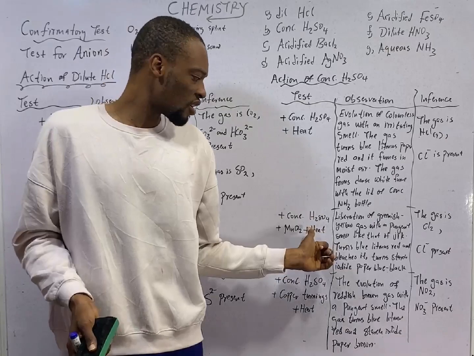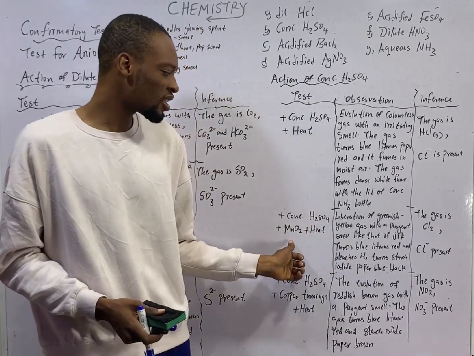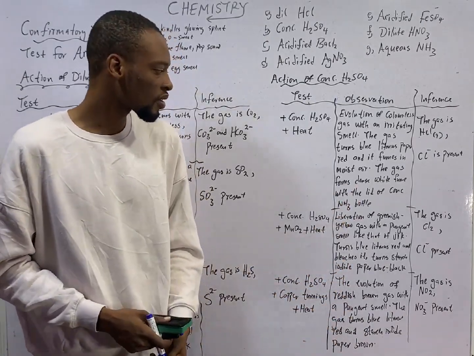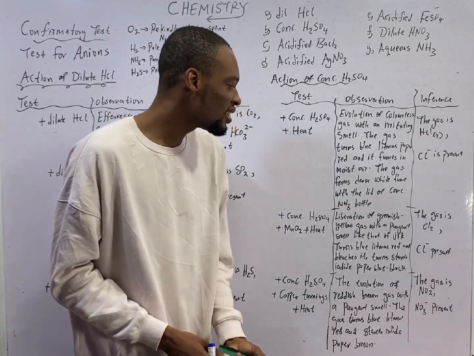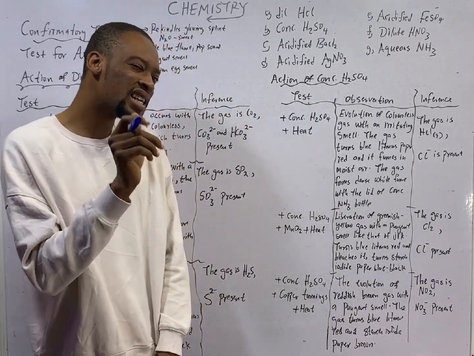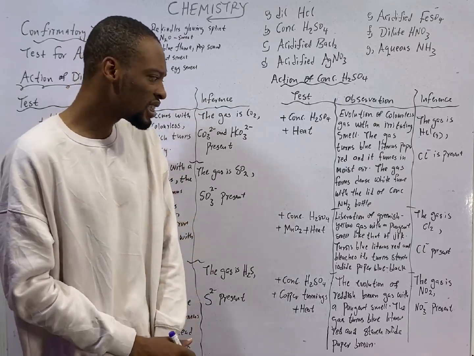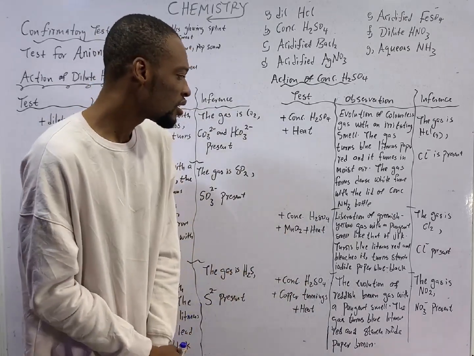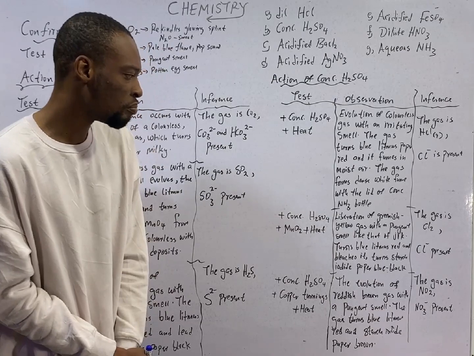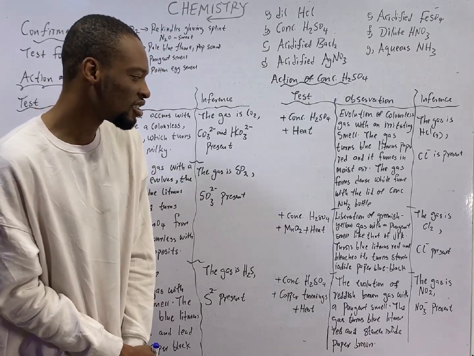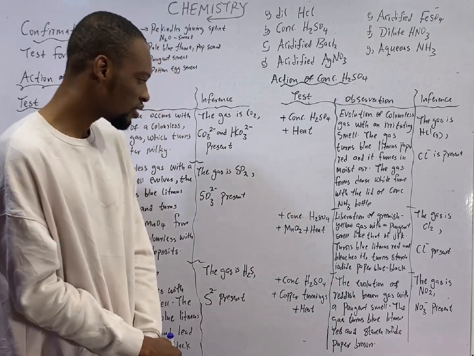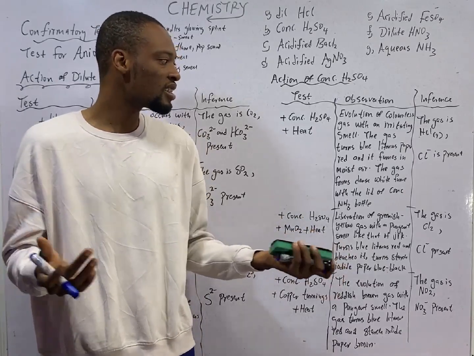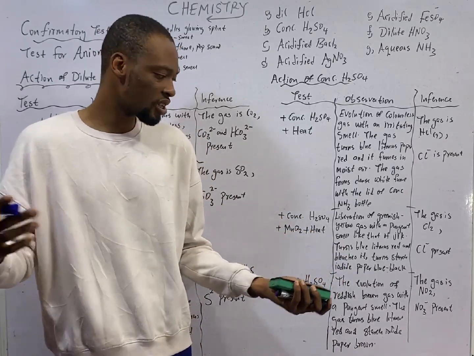Then you'll be told that conc H2SO4 plus manganese oxide plus heat was added to the salt. Now this is the observation. There's a liberation of a greenish yellow gas with a pungent smell. Now you see the keyword, pungent smell, like that of Jik, that is like that of bleach. This turns litmus paper red and bleaches it. It turns starch iodide paper blue black. What is present? That is simply chlorine gas, and the ion present is also chloride ion.